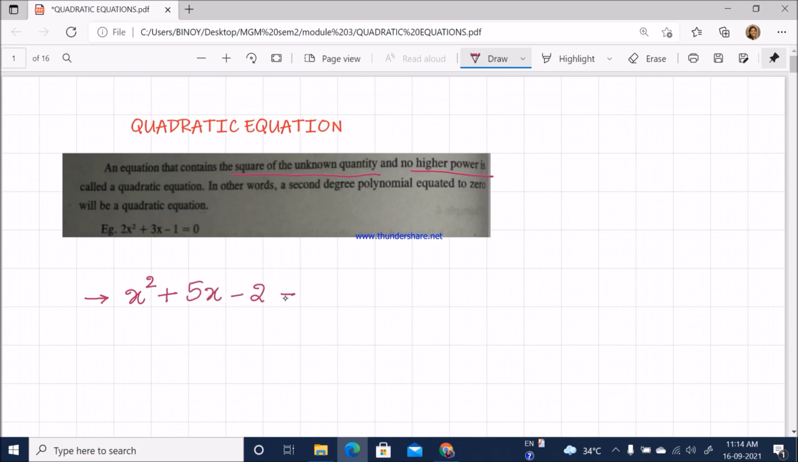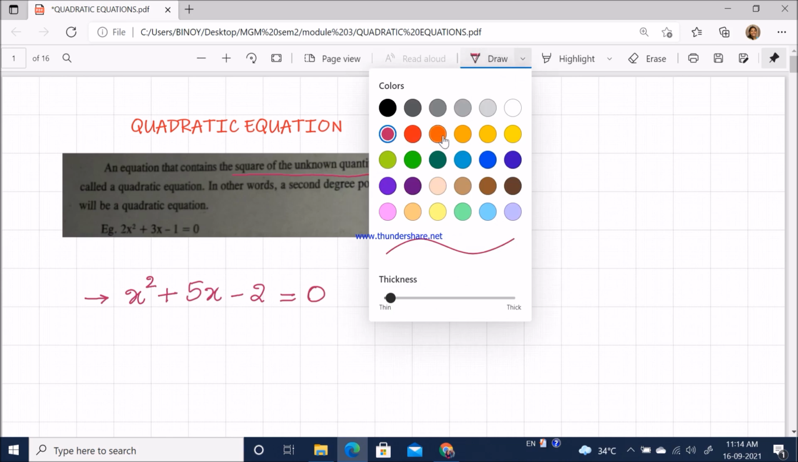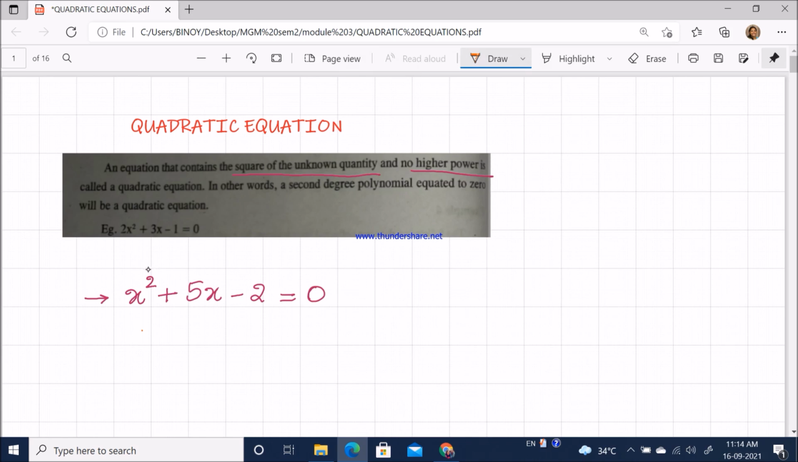So consider an equation x square plus 5x minus 2 equal to 0. So this is the equation. Now let's consider what is the highest power of the variable. The highest power of the variable is 2. Another way we can say, the highest power of the variable is known as the degree. So the degree is 2, and x is considered as a variable or an unknown quantity.